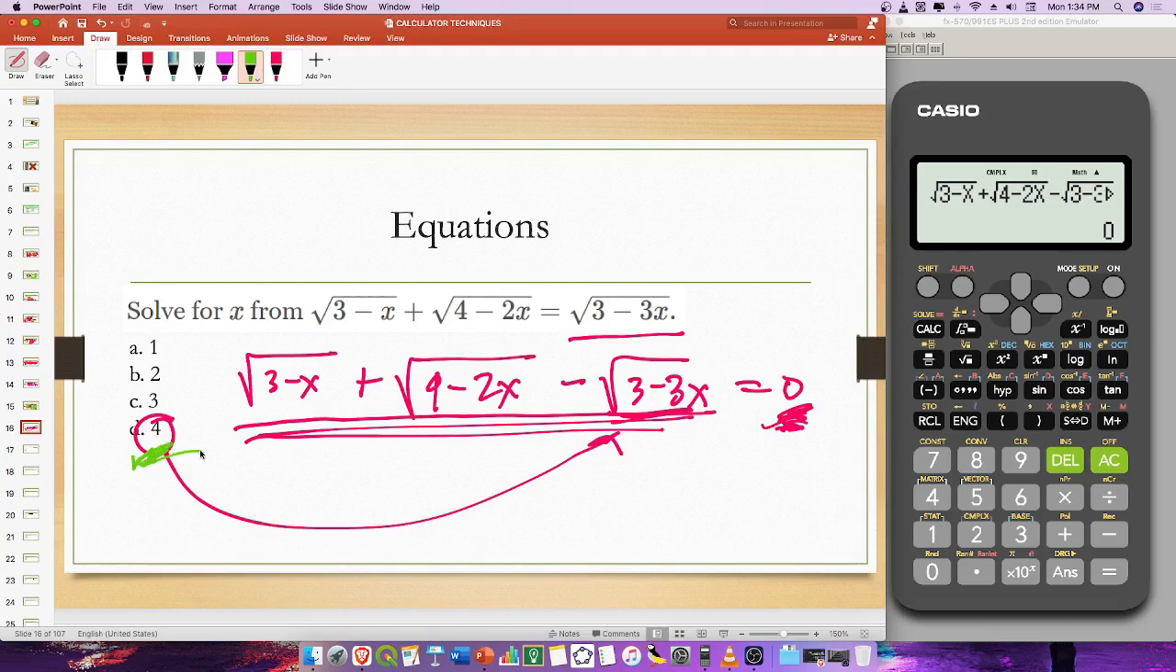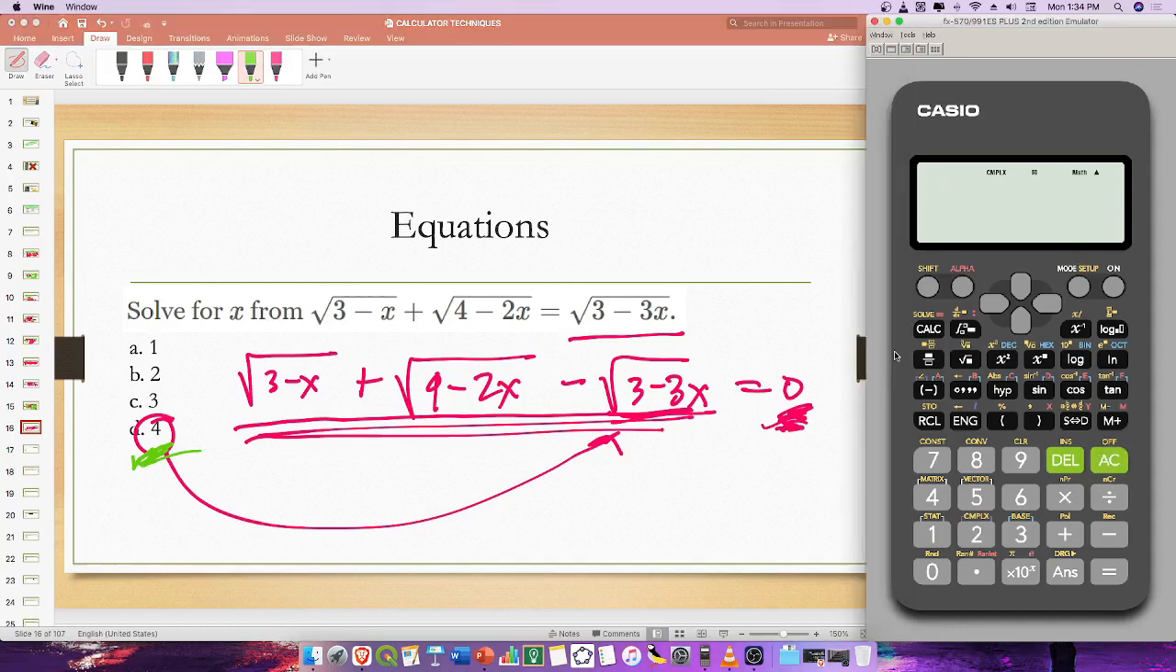I did not use shift solve, and I did not use normal mode. In this case, I use complex mode because of the square root function. Okay, now let's try to use shift solve and see how time consuming shift solve is.